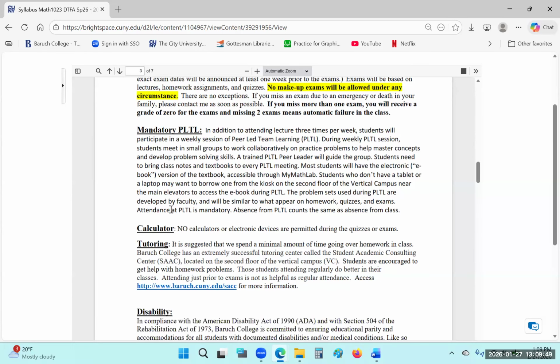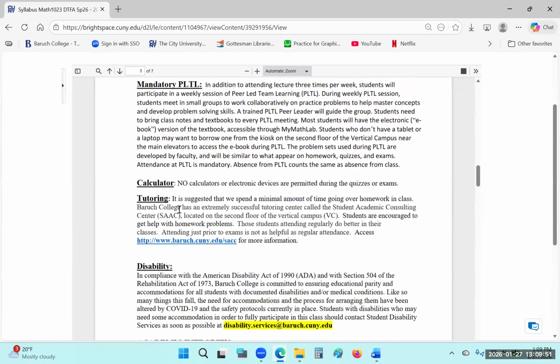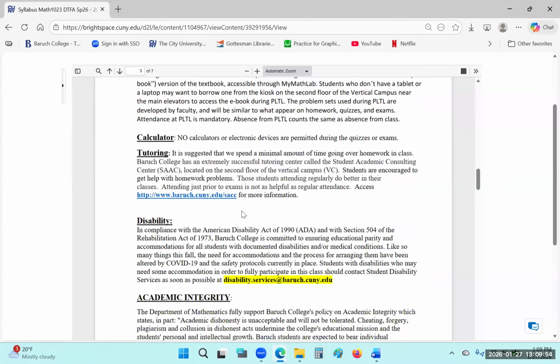No calculators allowed in the exam or quizzes. Tutoring is available in the Sec department. It's on the second floor of our vertical building.